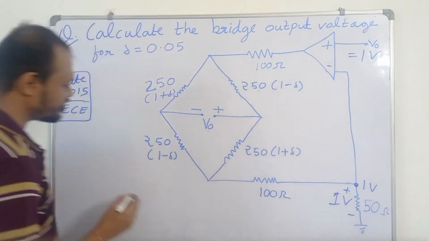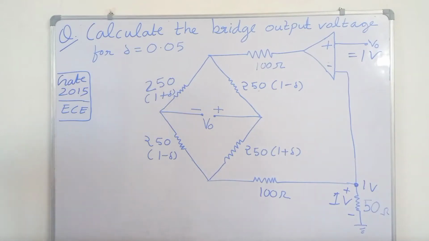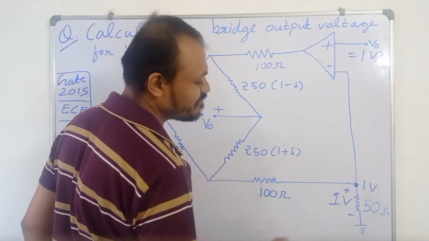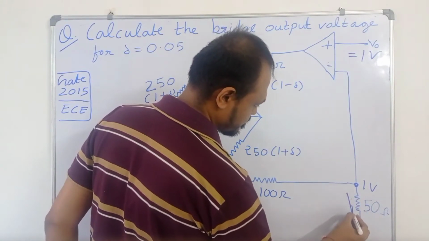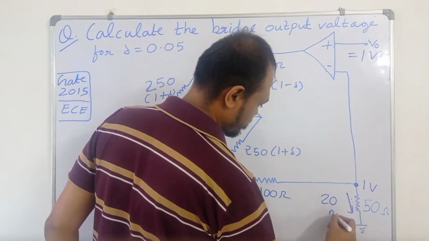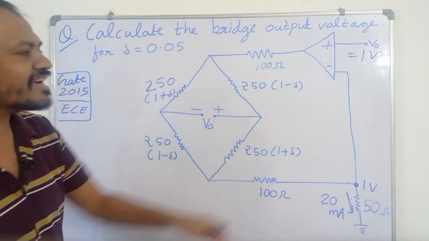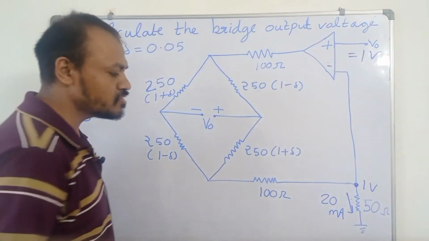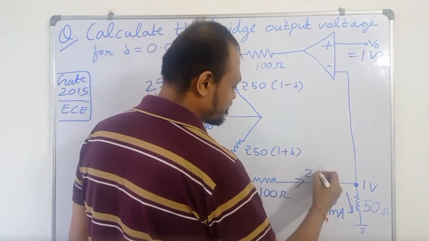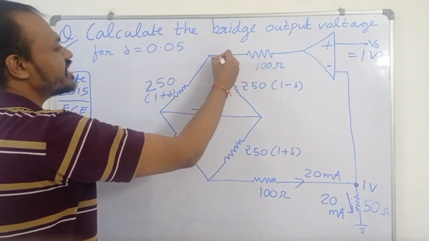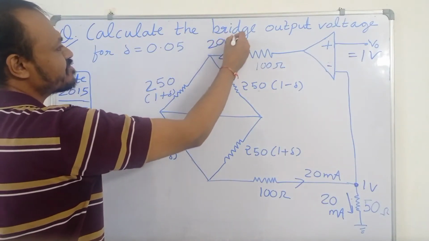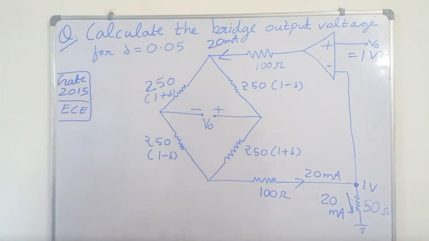So the current will be 1 volt divided by 50 ohm, which is 20 milliampere. Obviously the current cannot go inside the op amp, so this 20 milliampere is coming from here. If we consider this circuit, then the current which is entering this circuit must also be 20 milliampere.